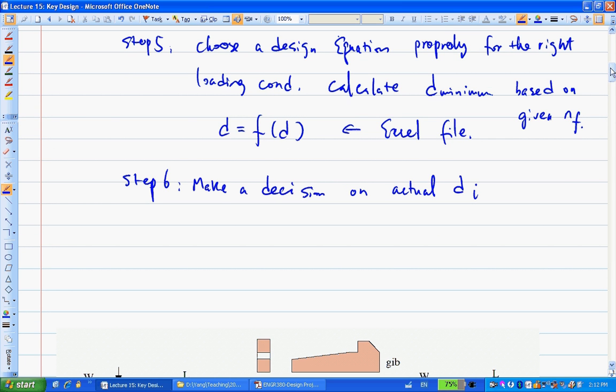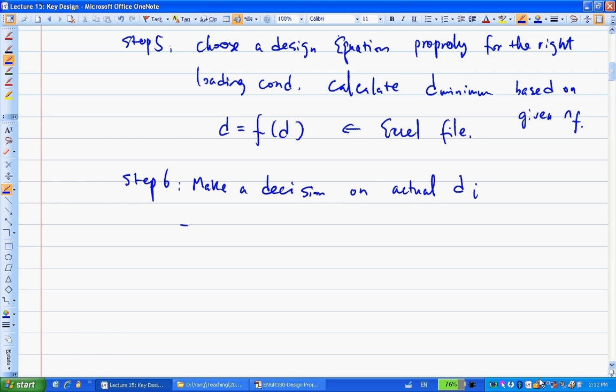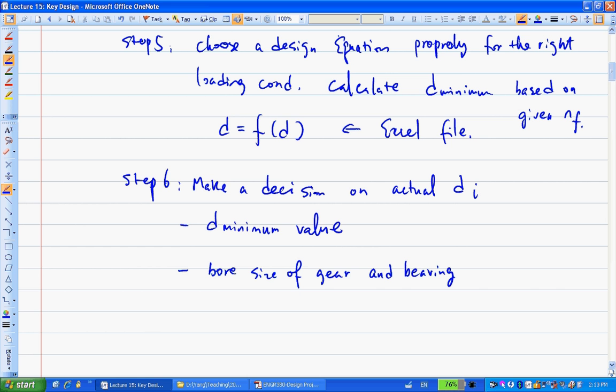So what are the considerations that you need to think about when you make a decision? Here is a list that I can think of. First, for D_i, there is the D minimum value. Everything that you choose has to be greater than the D minimum that you calculated. It cannot be smaller than that. And second, you have to think about the bore size of the gear and bearing.